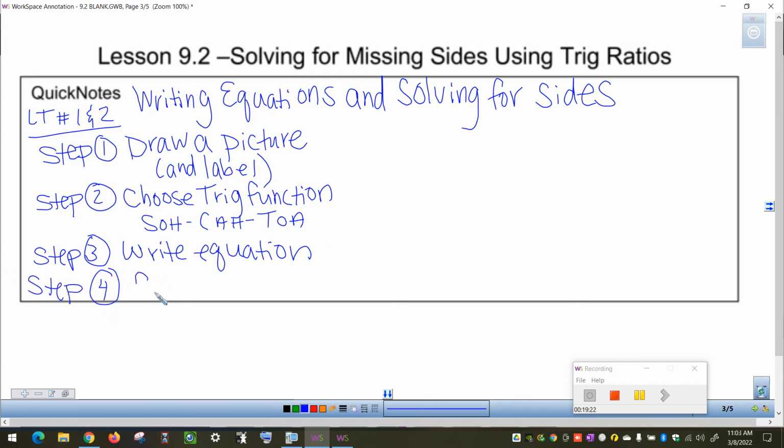And then step 4 was to solve for the answer. And that's where we always multiply both sides by the denominator value first. Depending on where the variable was, it either took us 1 step or 2 steps to solve for our final answer. We go to our calculator, make sure that our calculator is in degree mode to get our final answer at the end.